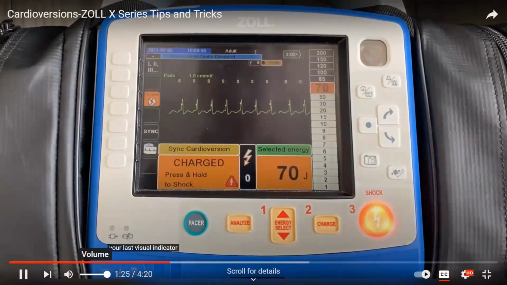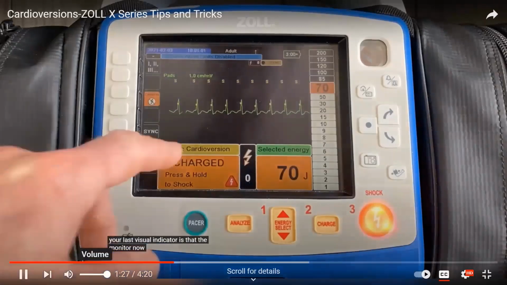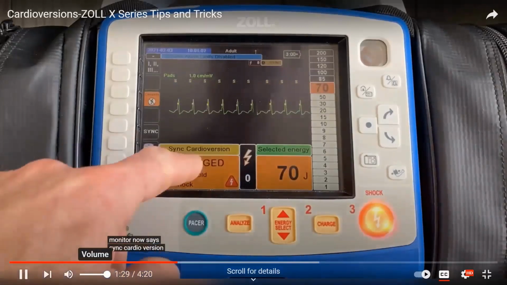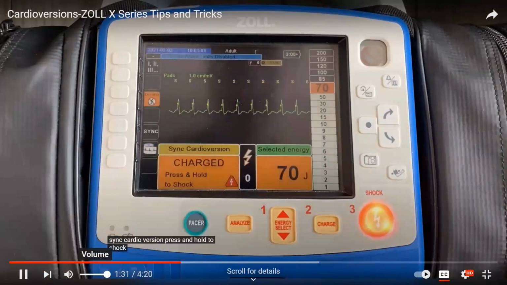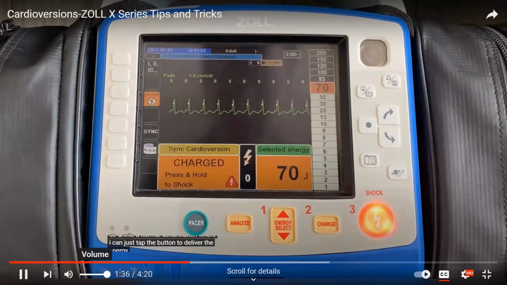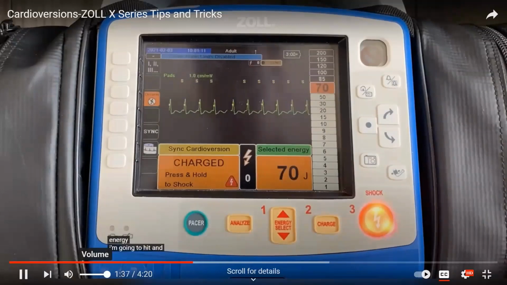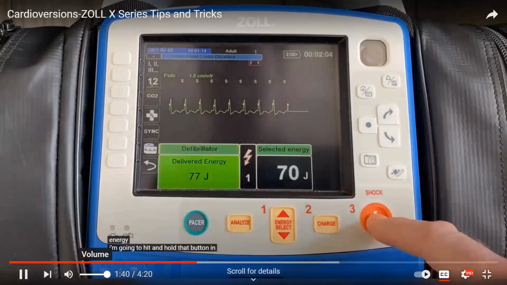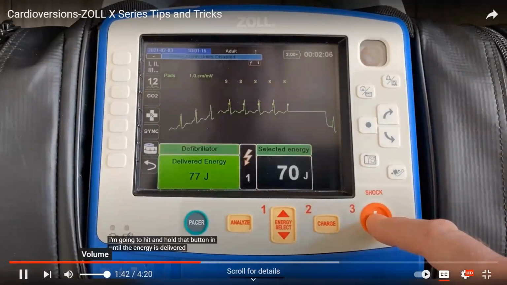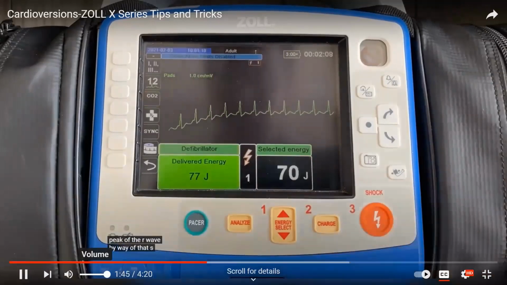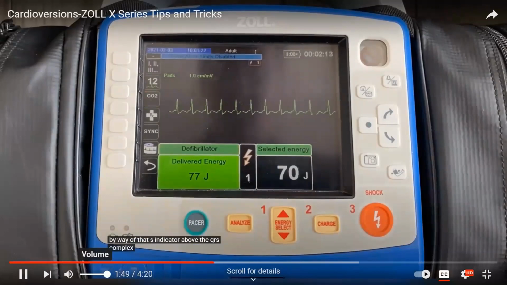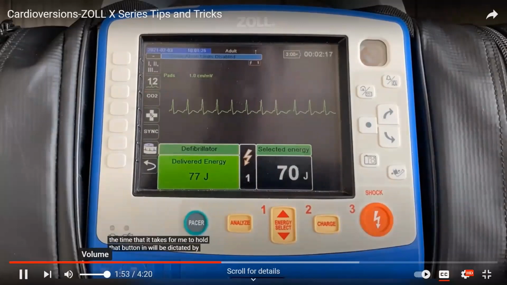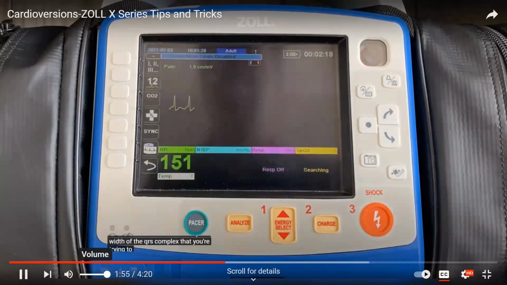Your last visual indicator is that the monitor now says sync cardioversion, press and hold to shock. So unlike a normal defibrillation where I can just tap the button to deliver the energy, I'm going to hit and hold that button in until the energy is delivered at the peak of the R wave by way of that S indicator above the QRS complex. The time that it takes for me to hold that button in will be dictated by the width of the QRS complex that you're trying to cardiovert.